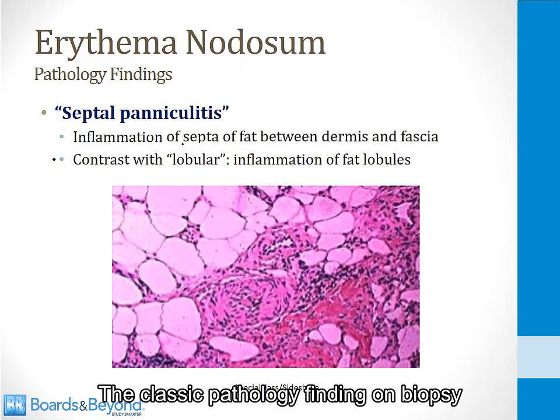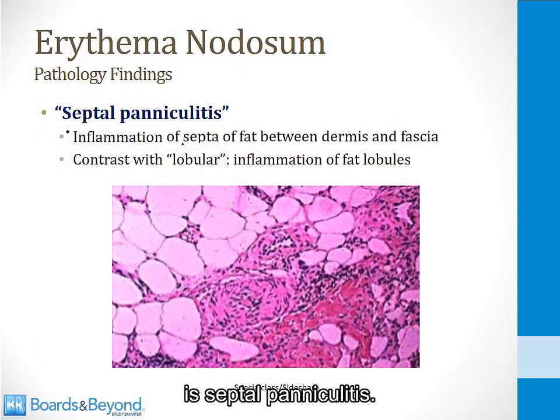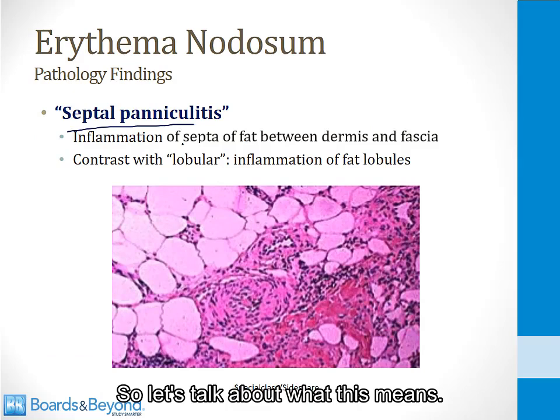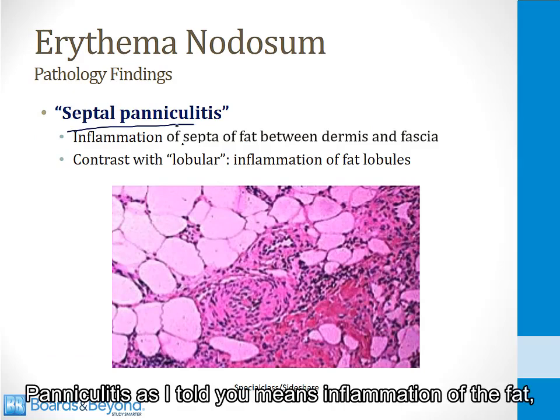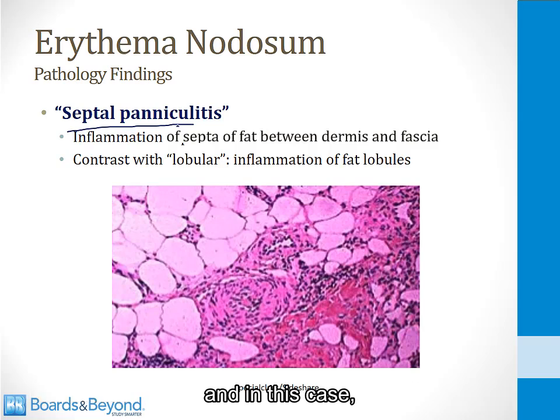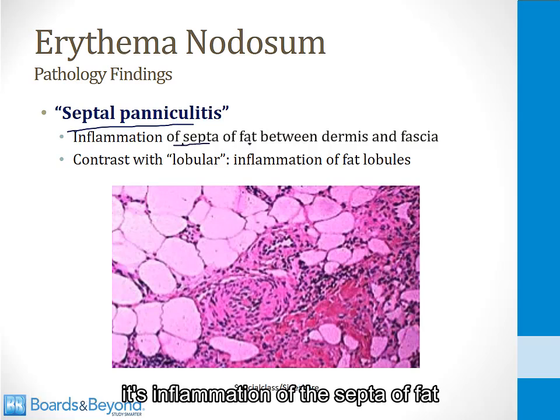The classic pathology finding on biopsy is septal paniculitis. So let's talk about what this means. Paniculitis, as I told you, means inflammation of the fat, and in this case, it's inflammation of the septa of fat between the dermis and the fascia.